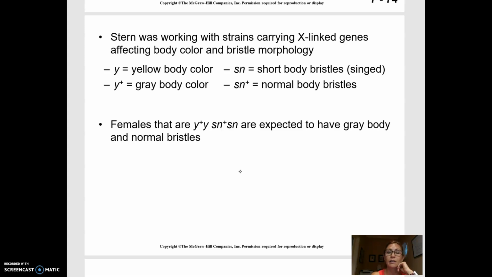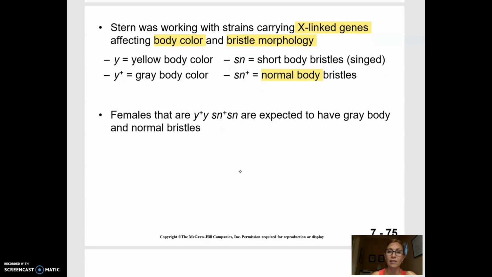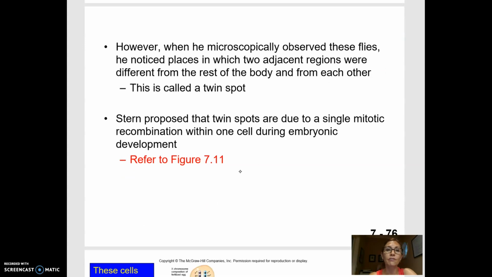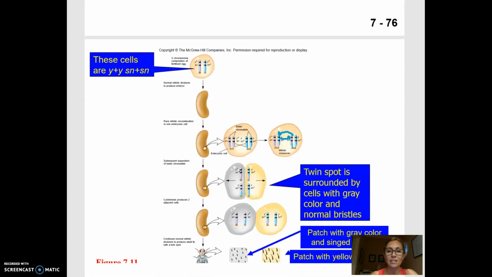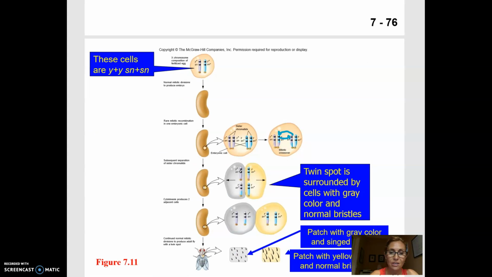He was working on strains of Drosophila that carried X-linked genes affecting both body color and bristle morphology, or bristle shape. And so you have short bristles right here, or normal body bristles. I don't know why this won't highlight short. Sorry about that. And then you have the body color. So when he looked at the flies, he noticed that along the body of the fly, sometimes you would see short bristles, and sometimes you would see long bristles.